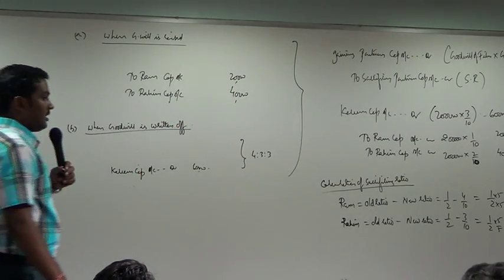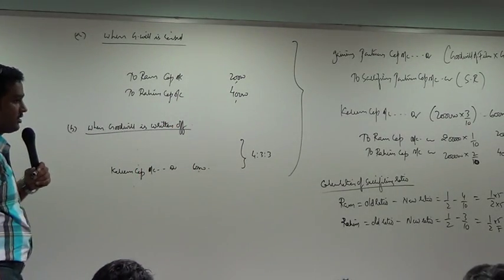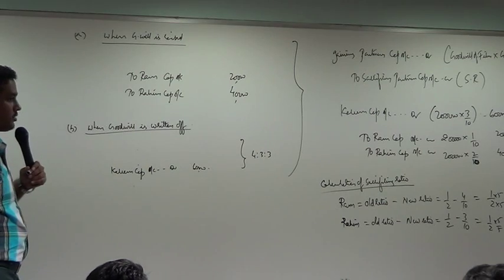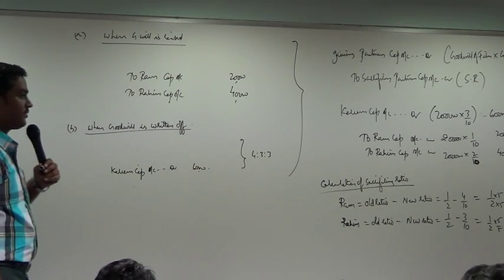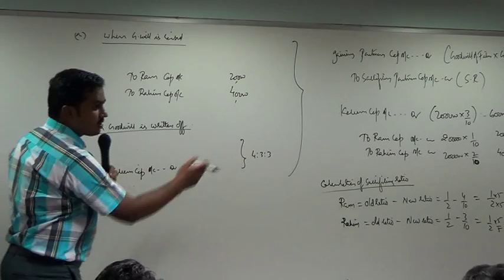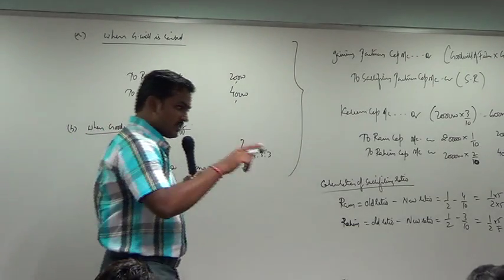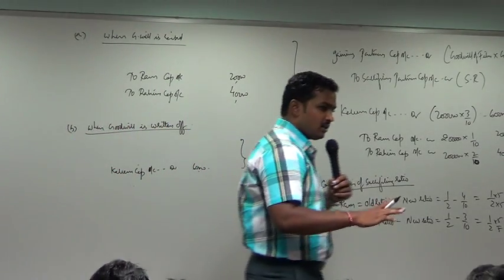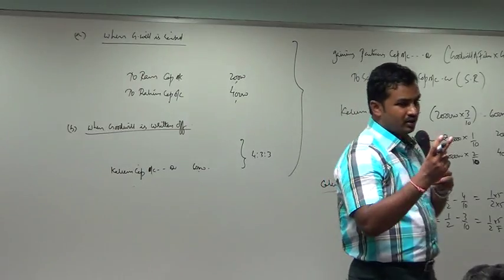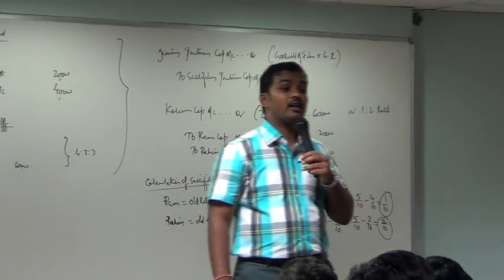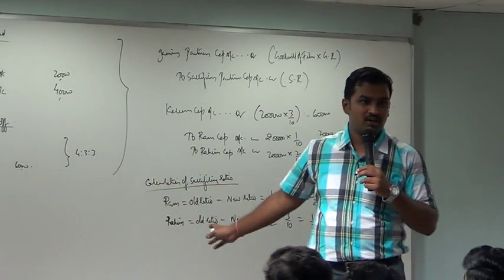What is the entry that remains? Kareem capital account debit 60,000 to Ram capital account 20,000, to Rahim capital account credit 40,000. Same entry you got? So actually it is the same as the memorandum revaluation method, but it is the net effect of the two entries we pass. Is it clear? Did you get the same entry or not?